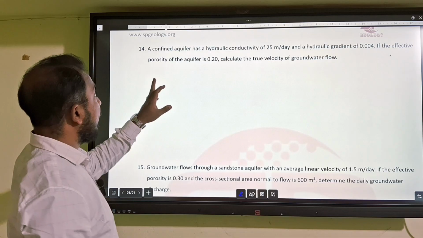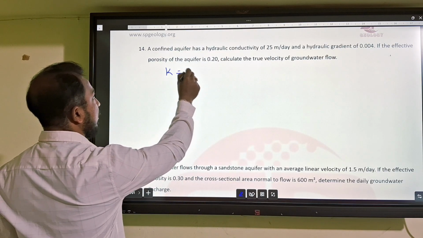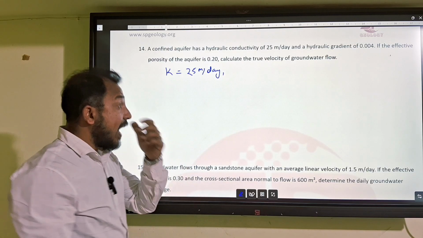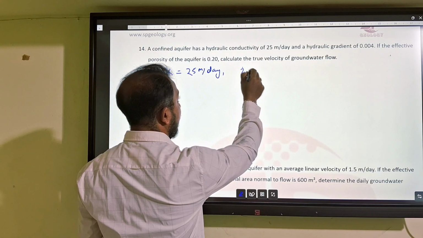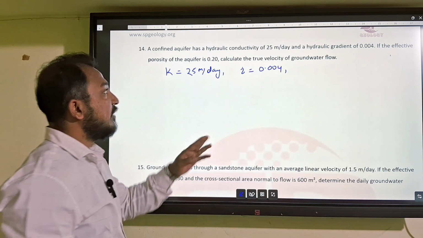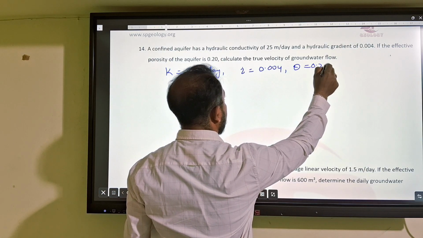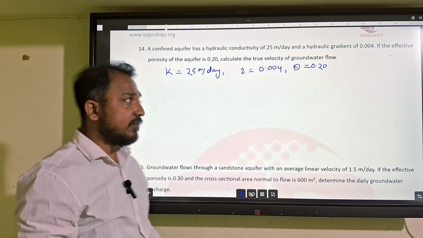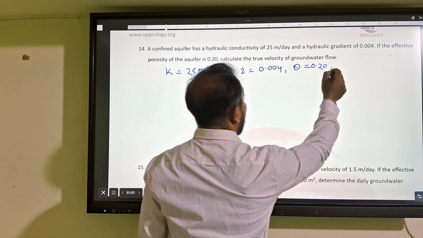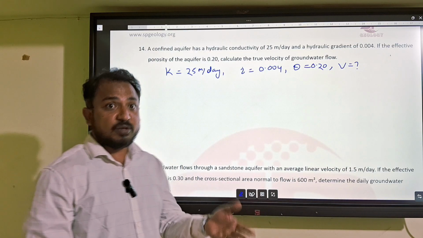So here, given a confined aquifer has a hydraulic conductivity of 25 meter per day. So K is given 25 meter per day. Then we have a hydraulic gradient, this I is given 0.004. Then the effective porosity of the aquifer, that is theta, is given 0.20. In some questions you will get it as 20%, but you have to take 0.20 for calculation. Then you have to calculate the true velocity. True velocity means the interstitial velocity or velocity within the pore space, that is V.